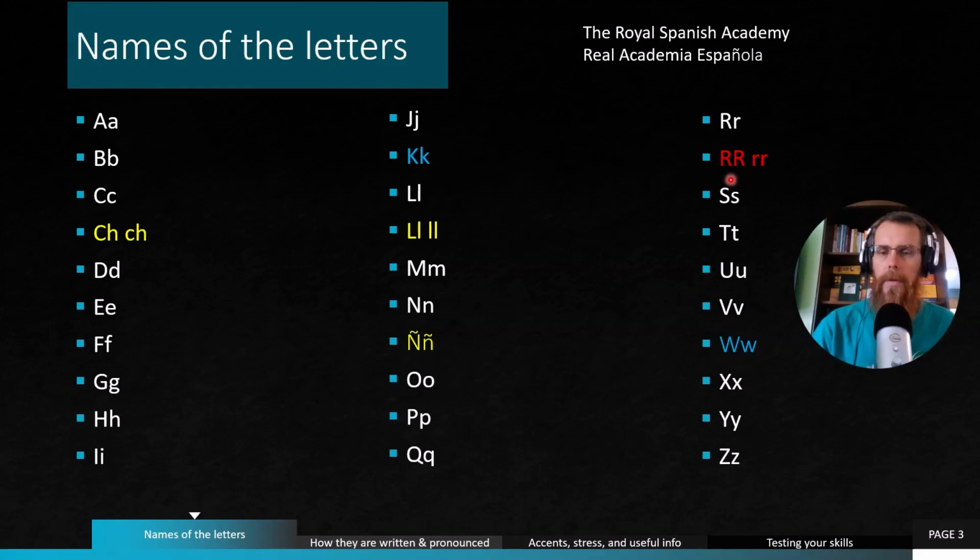Alright, the double R is not really a letter, it's more of a sound, and so I have included it, which is why it's in red if you're looking at the video. And that's R. This happens either if the R is at the beginning of a word or if it's doubled in the middle. And sometimes it can be slightly trilled at the end, but it depends on the person speaking.